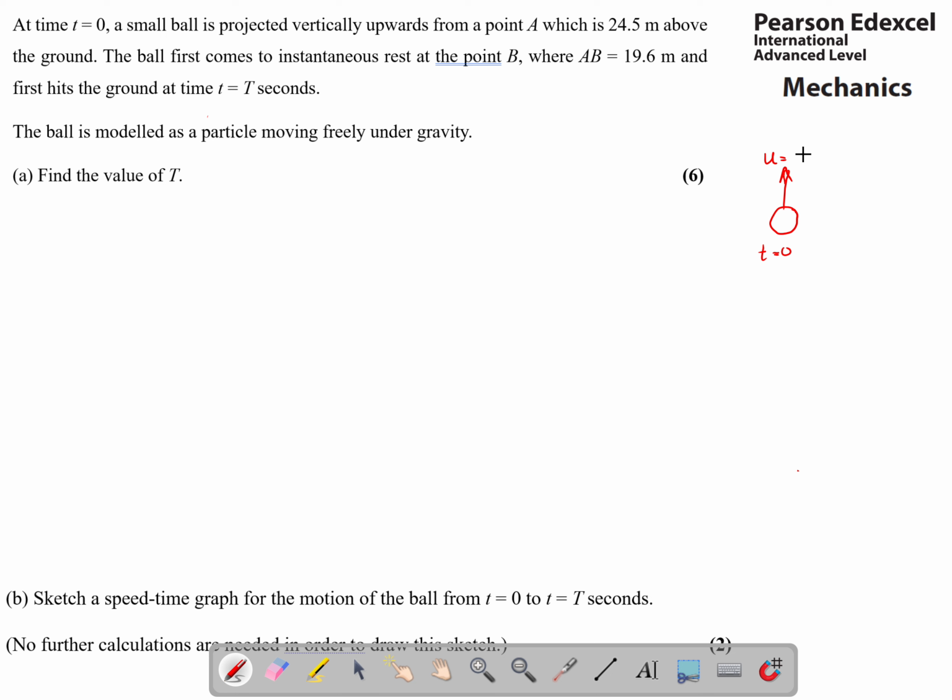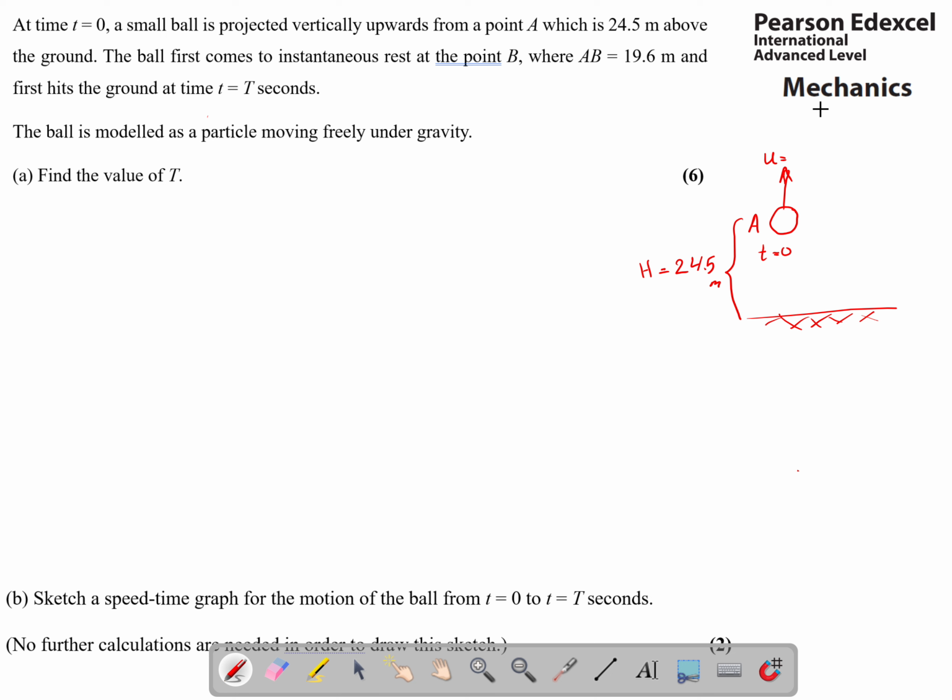And from a point A, which is 24.5 meters above the ground. Okay, now we have the ground, and the distance between this point A and the ground is 24.5 meters. This is our height, let's say. The ball first comes to instantaneous rest at point B.